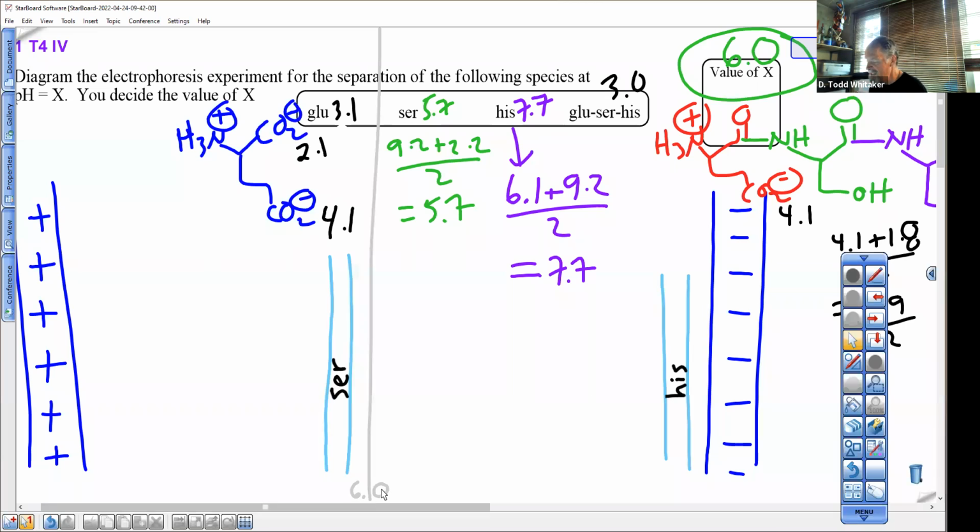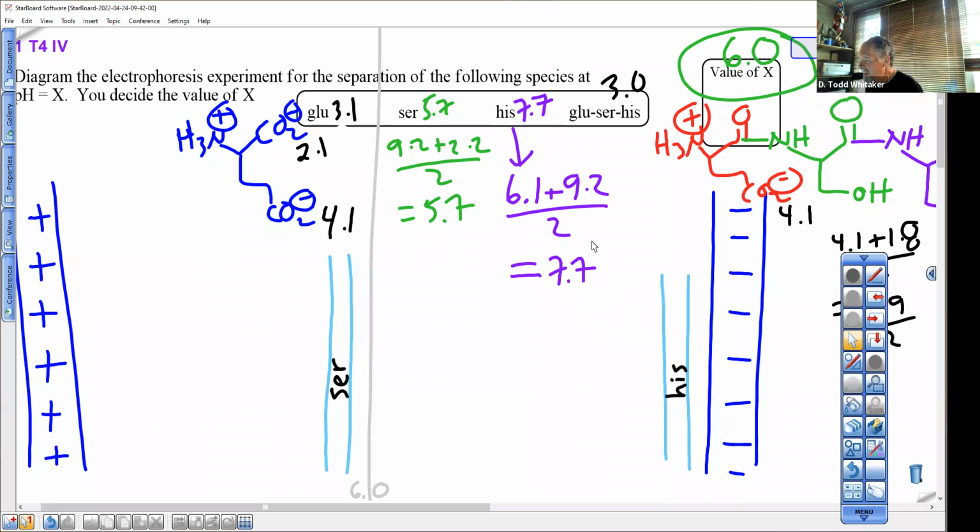Start over. 6 is below 7.7. 6 is more acidic than 7.7. 6 will protonate 7.7. When you protonate something, you make it positive. It attracts towards the minus electrode. How much? 8 times more than this attraction towards the positive. Why 8? Because the difference here was 0.3, and the difference here is almost 1.8. Multiply 0.3 times 6, you get 1.8. It's like 6 times more attracted. So the gap here is 1/6 of the gap here.